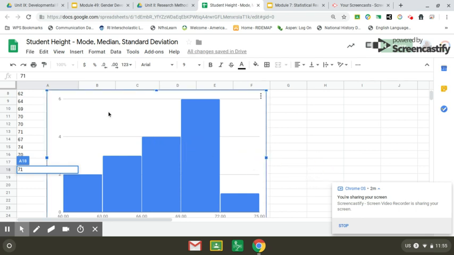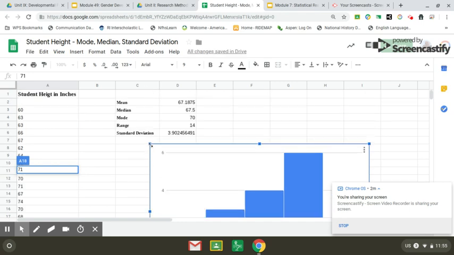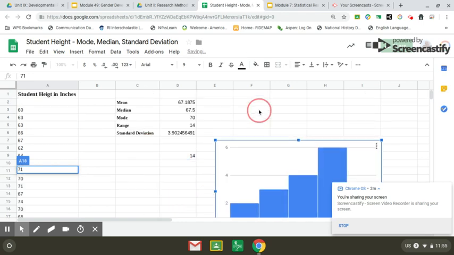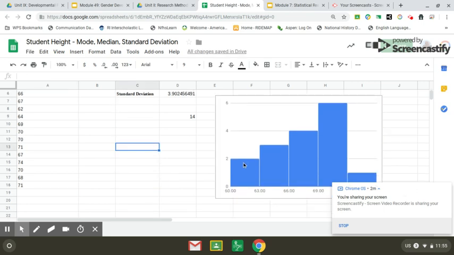And we'll move this around. Make it a little bit smaller. We'll put it up here. You can see, along the bottom, we have our standard deviation of 3.9 across here. So we're going to ask you, is this a positive skew, a negative skew, or a regular curve?